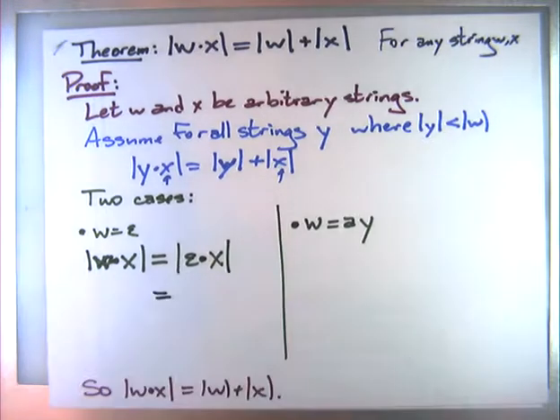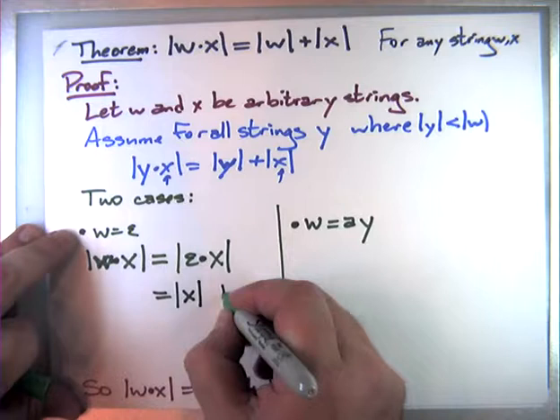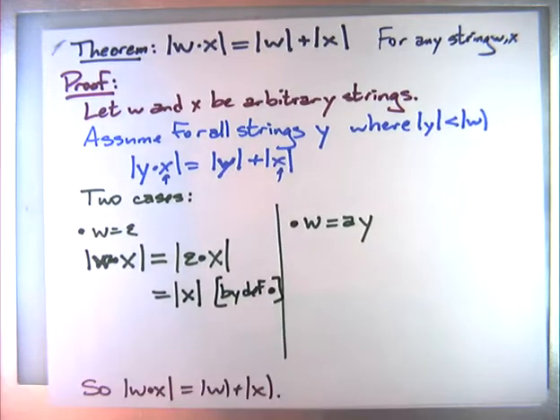Okay, anything I know about the length of epsilon.x that I can substitute in mechanically now? It's the length of x by the definition of dot. The definition of concatenation says epsilon concat anything is that anything. The fact that I've got absolute value signs around it doesn't matter. I'm just doing find and replace here.